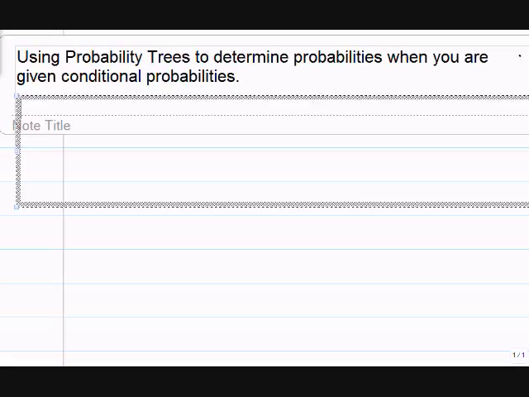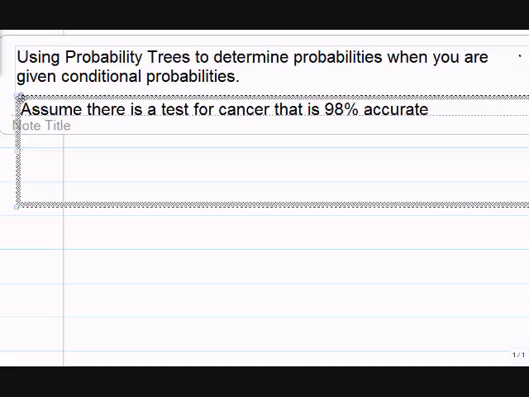So let's assume there is a test, like one of these genetic tests or whatever, for a certain kind of cancer. And we're going to say it's 98% accurate if you actually have the cancer.